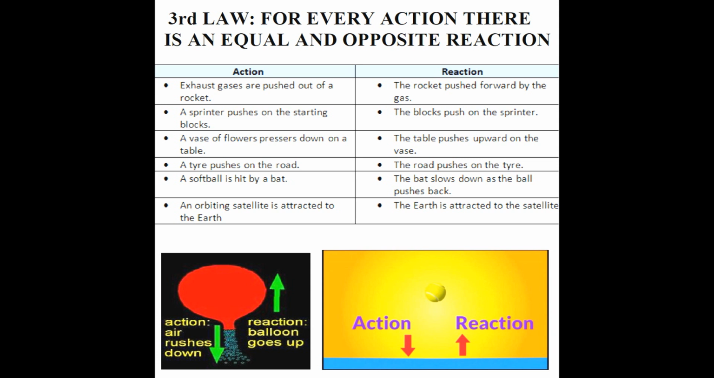Some other examples of action and reaction. The action, exhaust gases are pushed out of a rocket, and the reaction, the rocket is pushed forward by the gas. Then, the next example, a vase of flowers presses down on a table. That's the action. The reaction, the table pushes upward on the vase. Another example, a softball is hit by a bat. The reaction, the bat slows down as the ball pushes back.